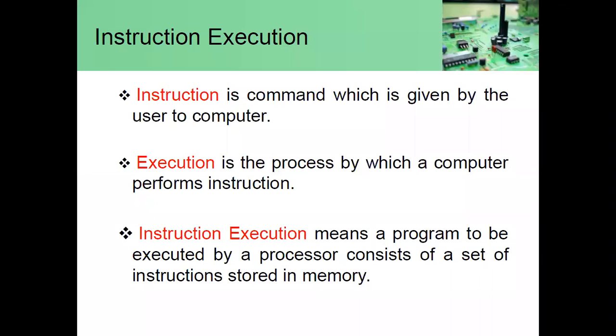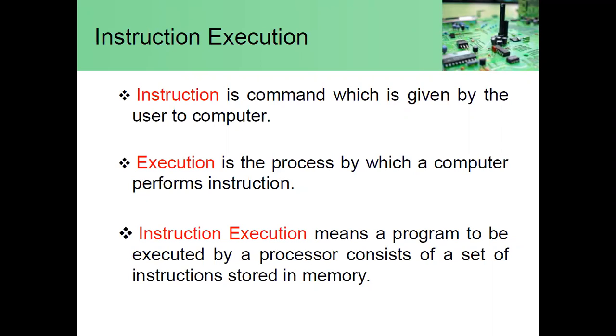So again, I am revising. What is meant by instruction execution? An instruction is nothing but a command which is given by the user to a computer for the execution process. What is meant by execution? Execution is a process by which a computer performs an instruction. Whenever we give a program or an instruction to a computer, the computer will execute that particular instruction, and that is called execution.